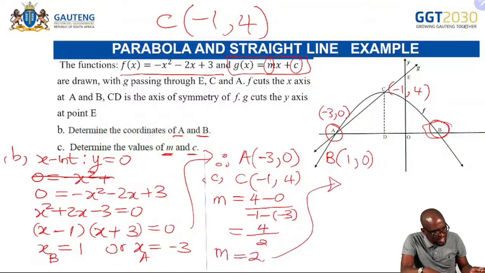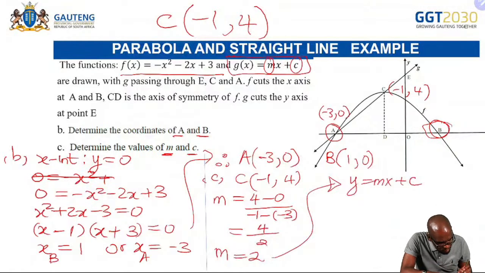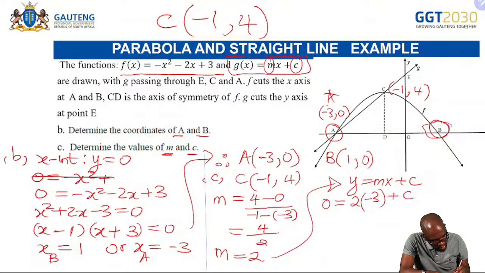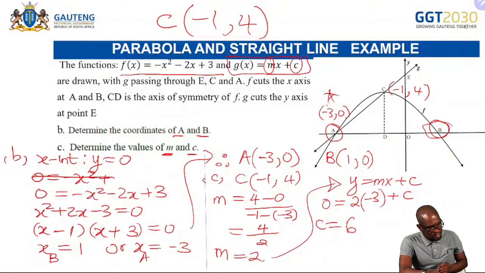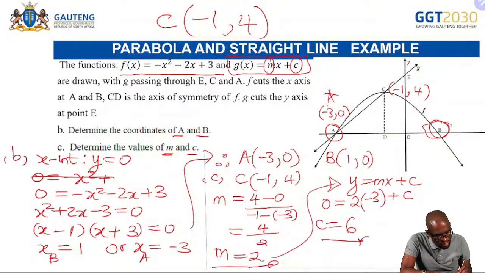We now want to find C. So we can use y equals mx plus c and substitute the gradient and any other point on the line. We can use minus 3 and 0. So if y is equal to 0, I'm using this point here, then this is equal to the gradient 2 times x, where x is negative 3 at that point, plus c. So c would be equal to what? 6. So we have m is 2 and c is 6.